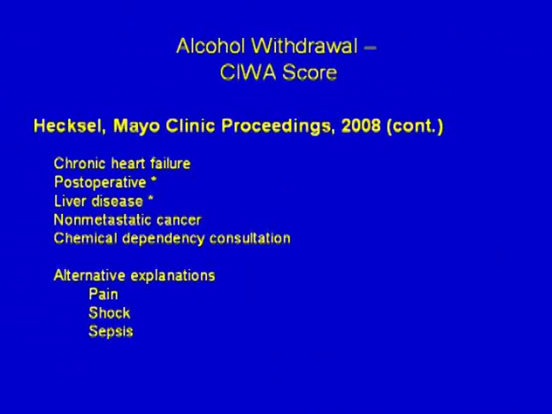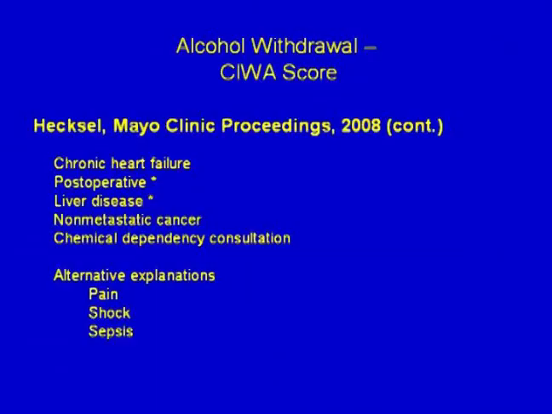They looked at why somebody would inappropriately get put in this treatment group. And they found that chronic heart failure, post-operative patients, liver disease, non-metastatic cancer, and those that had some kind of chemical dependencies were the predisposing factors to be inappropriately selected for this, with the post-operative state and liver disease being the 2 most common.